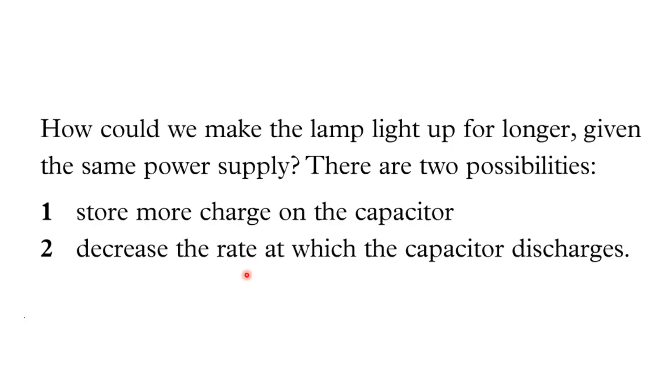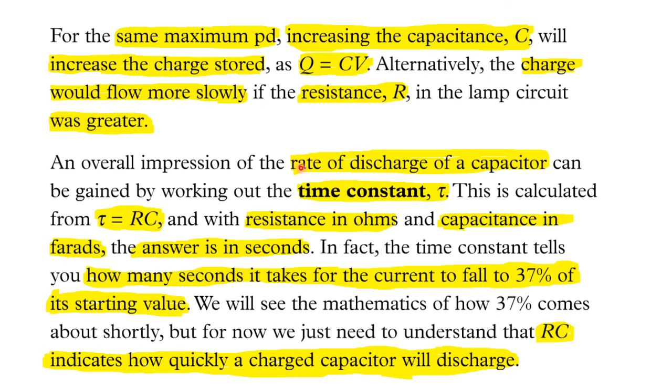How to do that? Let's look into it. When we have the same maximum PD, if we increase the capacitance, then the initial charge that the capacitor holds will be more. So same PD, but a large capacitance for the capacitor. Then when the charge flows out in discharging, if you want to make it slower, we have to increase the resistance in the discharging circuit. That is R. So when we increase R, the charge will flow more slowly.